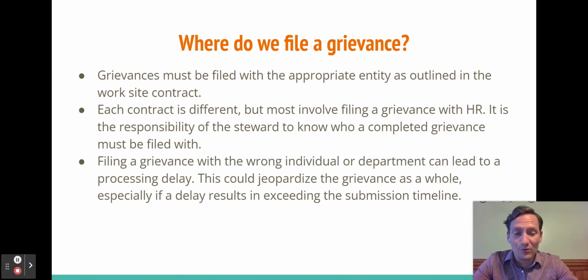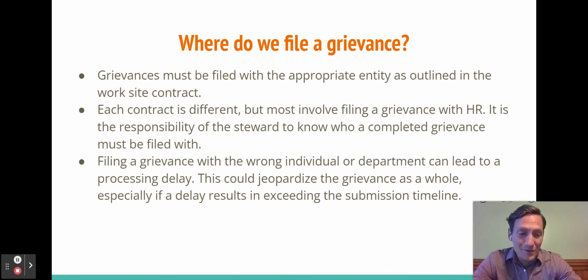If we file agreements with the wrong individual or the wrong department, that can lead to a processing delay. This could jeopardize the grievance as a whole, especially if a delay results in exceeding the submission timeline. So if you send it to the wrong person, and you have 2 weeks to submit it, and you're just inside that 2-week window, and you send it to the wrong department, and now it takes them a day or two to respond, like, no, this needs to go over here, and now it takes you a day to get back to that, to actually check that email, and now we're past that deadline.